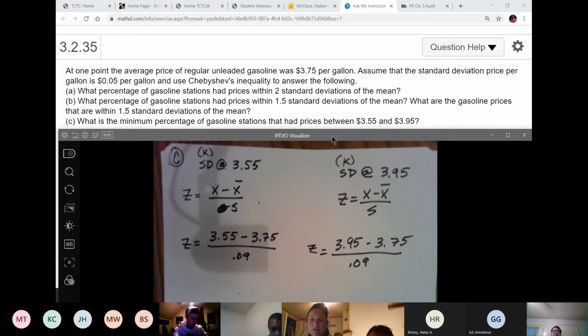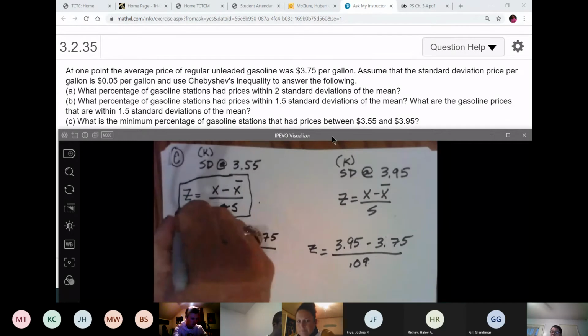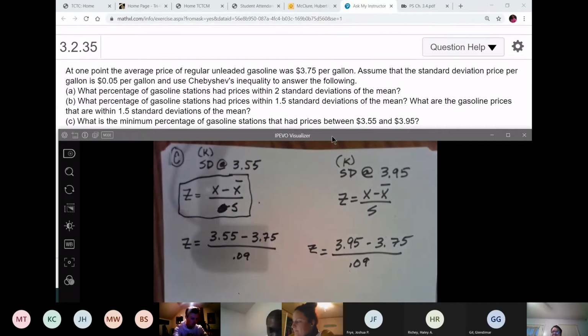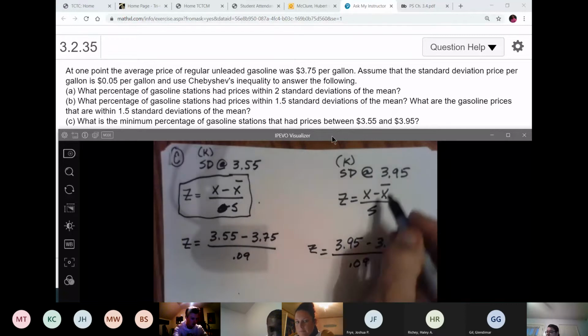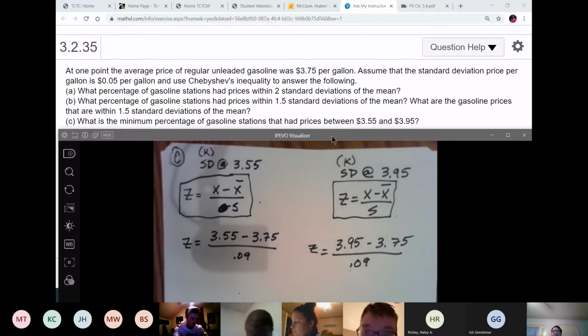So why did you write it twice? Here's the formula. In 3.4, it's going to be called Z. Right now, it's called standard deviation or K, but it's going to be called Z in 3.4. So somebody tell me what you have over here. Did it come out to be -4?